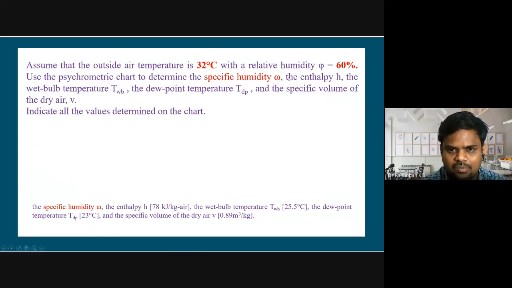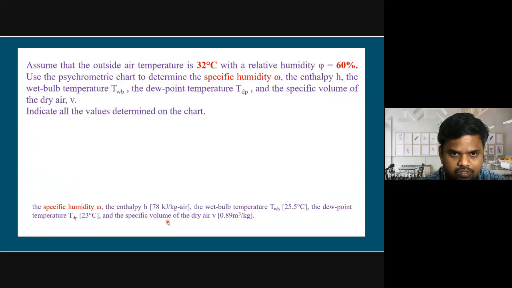Okay, so we have to find absolute humidity, we have to find the enthalpy H, we have to find the wet bulb temperature TWB and the dew point temperature TDP and the specific volume of the dry air V. Indicate all the values determined on the chart. We have to show the values on the chart. Okay, so that's important. So I have given the answers. Let us see how to get these answers.